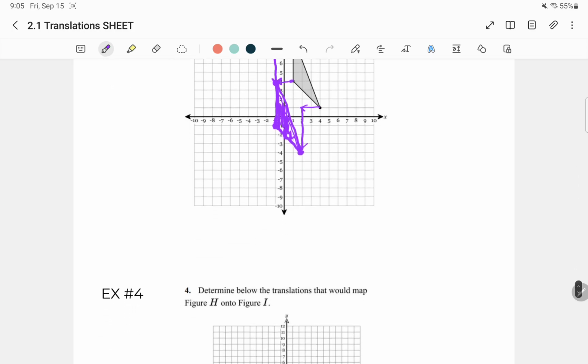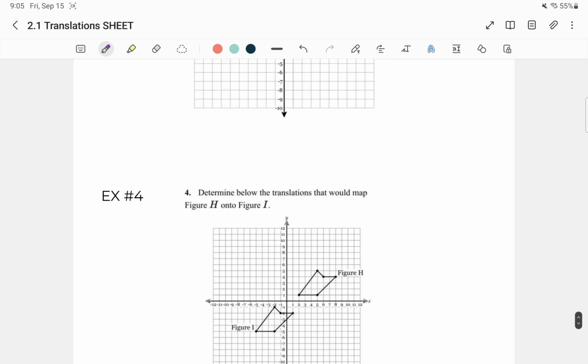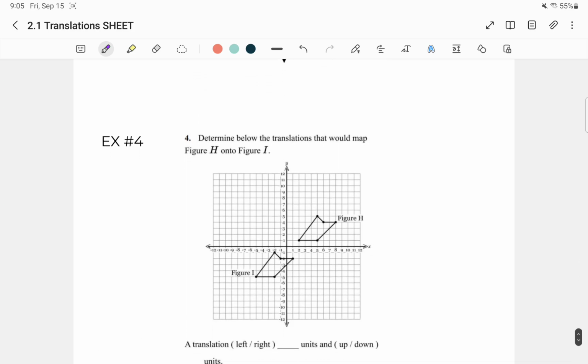And now our last example, number 4. It says determine below the translations that would map figure H onto figure I. Since we're going from H to I, I'm going to make a little note here. Start with H and end with I. And the reason why I'm writing this down is because if you go in the other order, the other way, it's going to be incorrect. So make sure you're going the right direction. We're going to start with H and end with I.